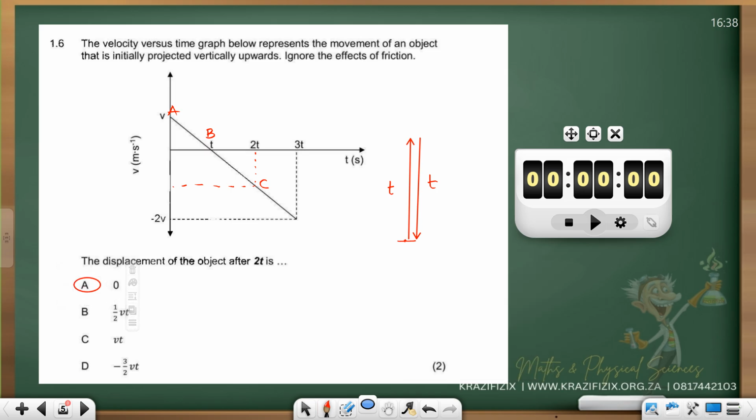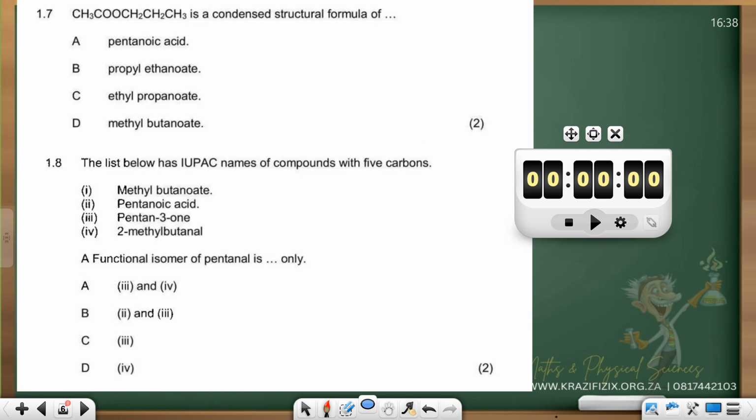Its displacement, therefore, is 0. Displacement is the position from the starting or reference point. So the object is back where it started from. That's why the displacement is 0. They just want to confuse us with all of these other funny things.